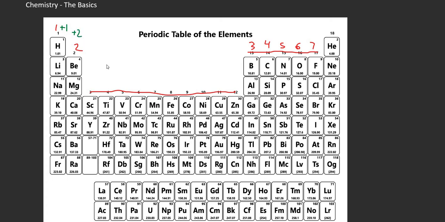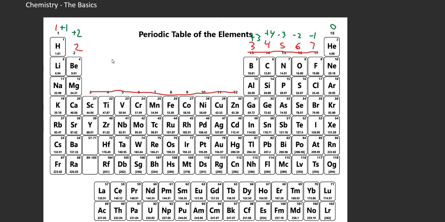group 2A. Again, we're going to skip over the transition metals. 3A is typically going to have a +3 charge. Group 4A is typically going to have a +4 charge. And then we skip over, we don't continue going in the positive direction, because now group 5 will typically have a -3 charge, group 6 will typically have a -2 charge, and group 7 will typically have a -1 charge. And keep in mind the noble gases have a neutral charge. They are not charged.